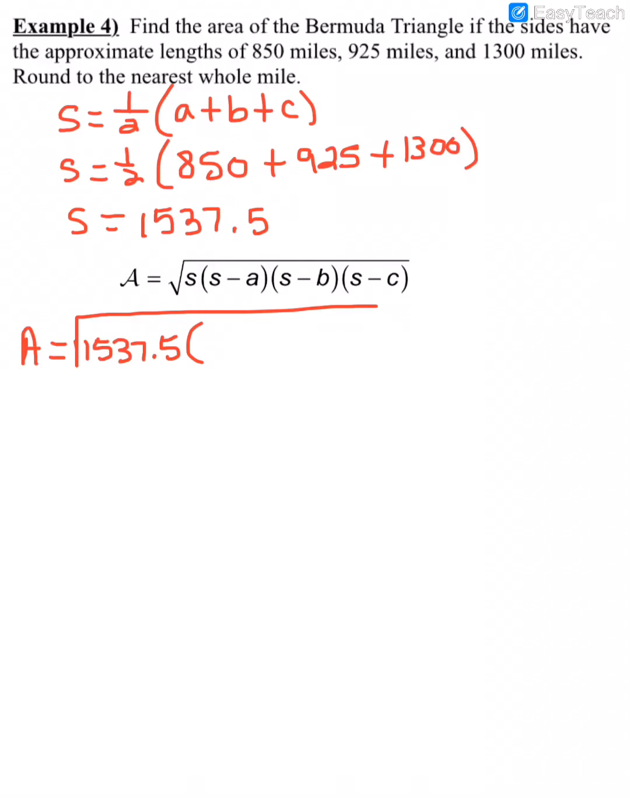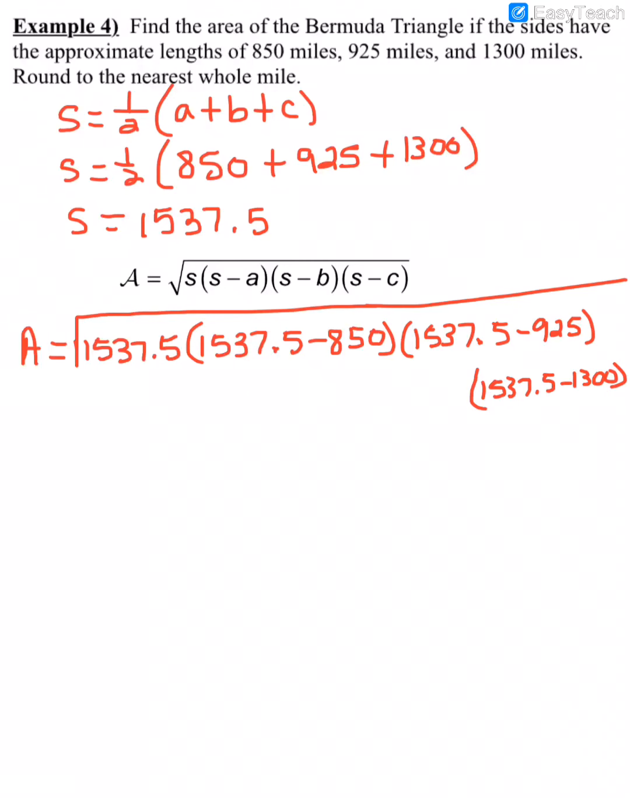So it's 1537.5 times, and then I'm going to subtract each of those sides from S and multiply them together. All right, didn't quite have room there to be able to write it all out, but I can put that directly into my calculator, and if I take the square root of all of that and I round to the nearest whole number, I get that the area is 392,129 square miles.